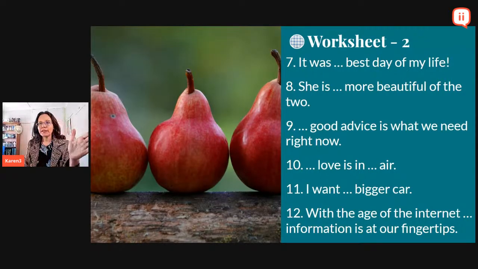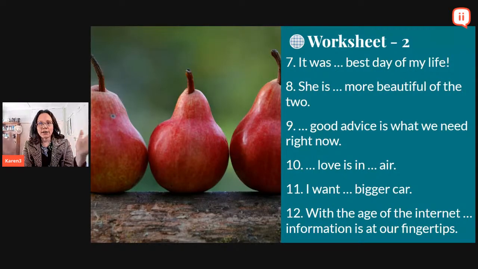Okay, so with number 12, with the age of the internet, information, an uncountable noun, is at our fingertips. If you're talking about specific information, information about treatment of the coronavirus, you would say the information about the treatment of the coronavirus is on that website. Then you would use the. But otherwise, you use nothing.